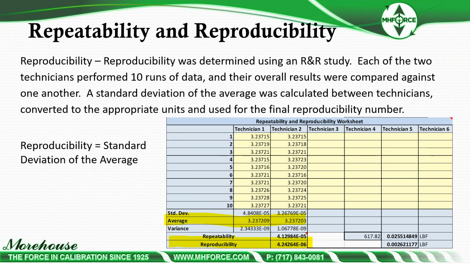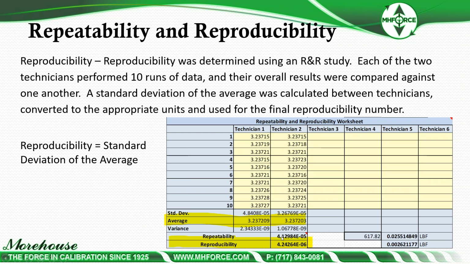In this example, it's on the sheet. You can do an R&R. Reproducibility was determined using an R&R study. Each of 2 technicians performed 10 runs of data at the same point, and their overall results were compared against one another. A standard deviation of the average was calculated between technicians, converted to the appropriate units, and used for the final reproducibility number. So right here, you have this reproducibility between 2 operators as the standard deviation of the average. And if you look at it, it's highlighted. The average is relatively close between our 2 operators here.